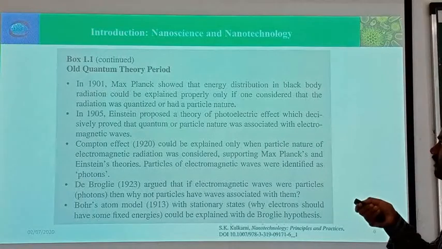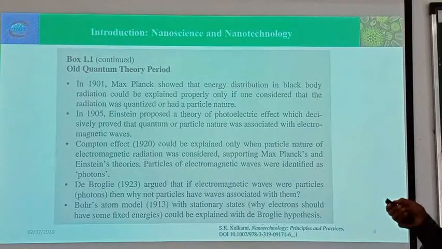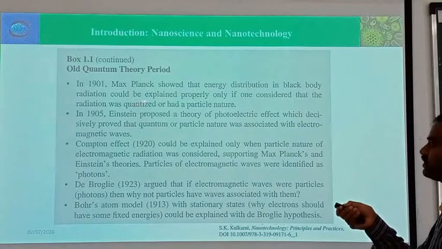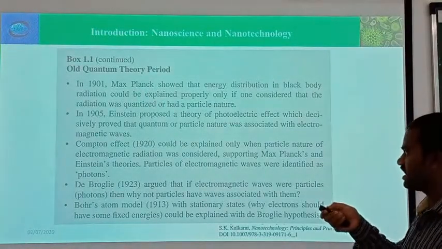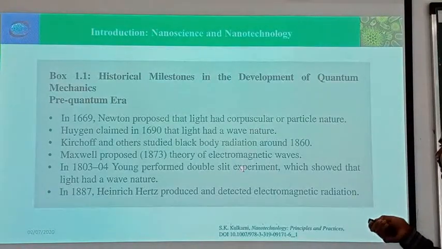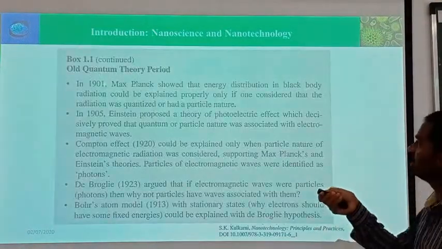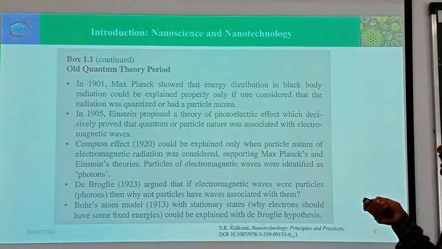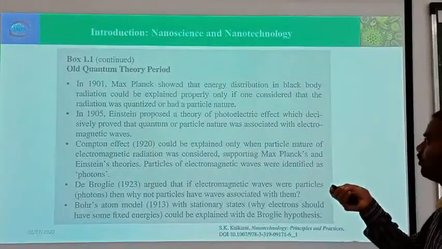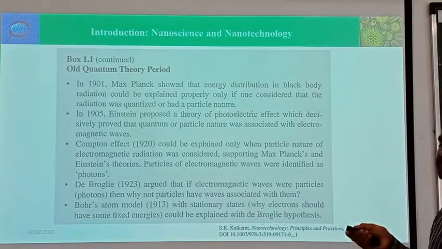In 1901 Max Planck showed that the energy distribution in black body radiation could be explained properly only if one considered that the radiation was quantized. Quantized meaning it had a particle nature. So in earlier cases they were only thinking that there is a wave nature, but here in 1901 Max Planck gives the concept of the particle nature of electromagnetic waves. So electromagnetic waves, up to now, possess dual nature. What is dual nature? That is particle nature as well as wave nature.